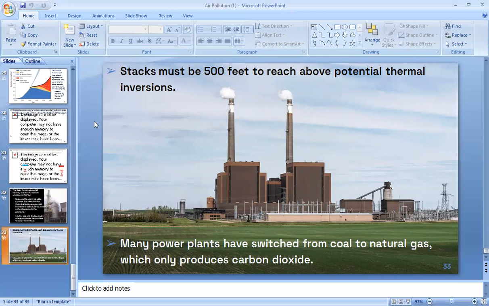Many power plants have switched from coal to natural gas, which only produces carbon dioxide. And this is all about air pollution.